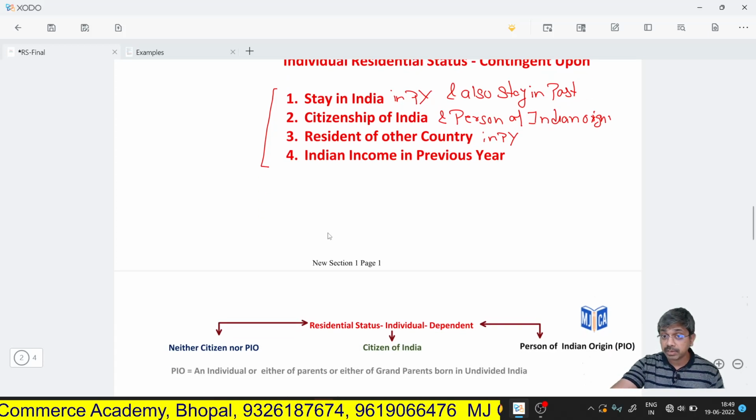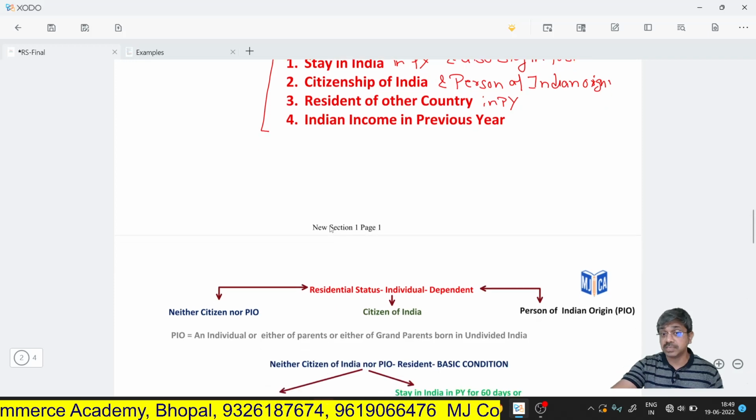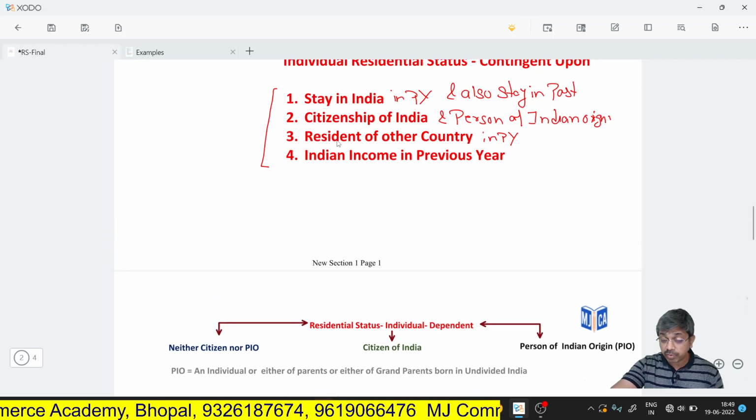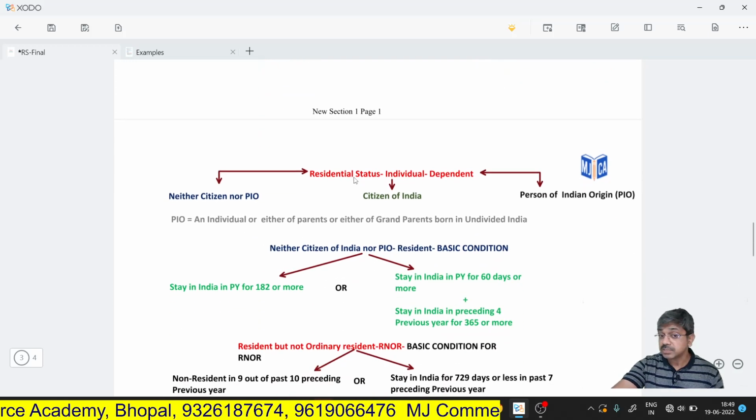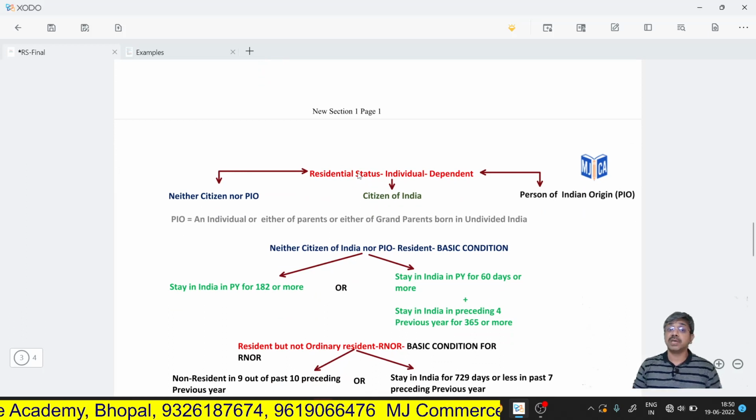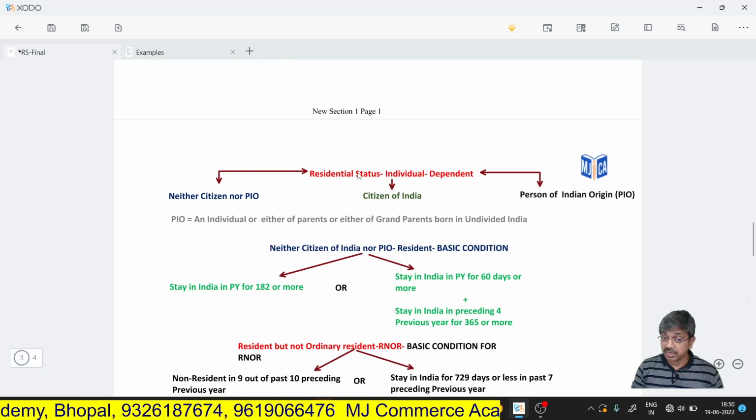Now I will explain how to determine the residential status. Since there are four factors, for better understanding of residential status, we need to divide individuals into three categories.